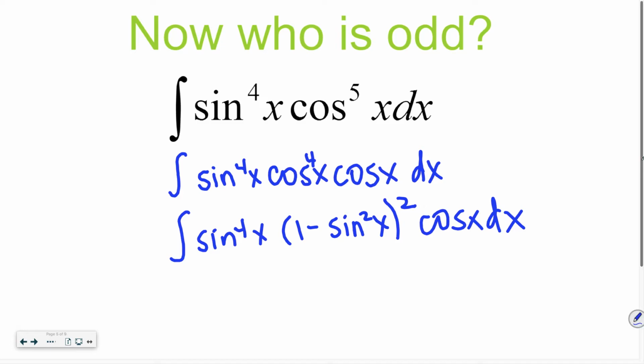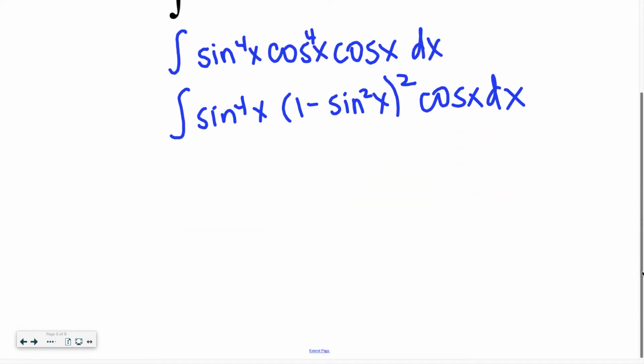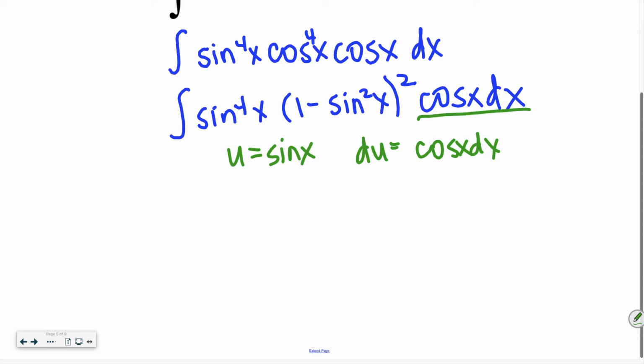Alright. So we've done all that work so that we could let u equal the sine of x. And notice how it's just sine of x, it's not to a power. Du is cosine of x dx. We have cosine of x dx right there. So this becomes the integral of u to the 4th times 1 minus u squared, the quantity squared, du.